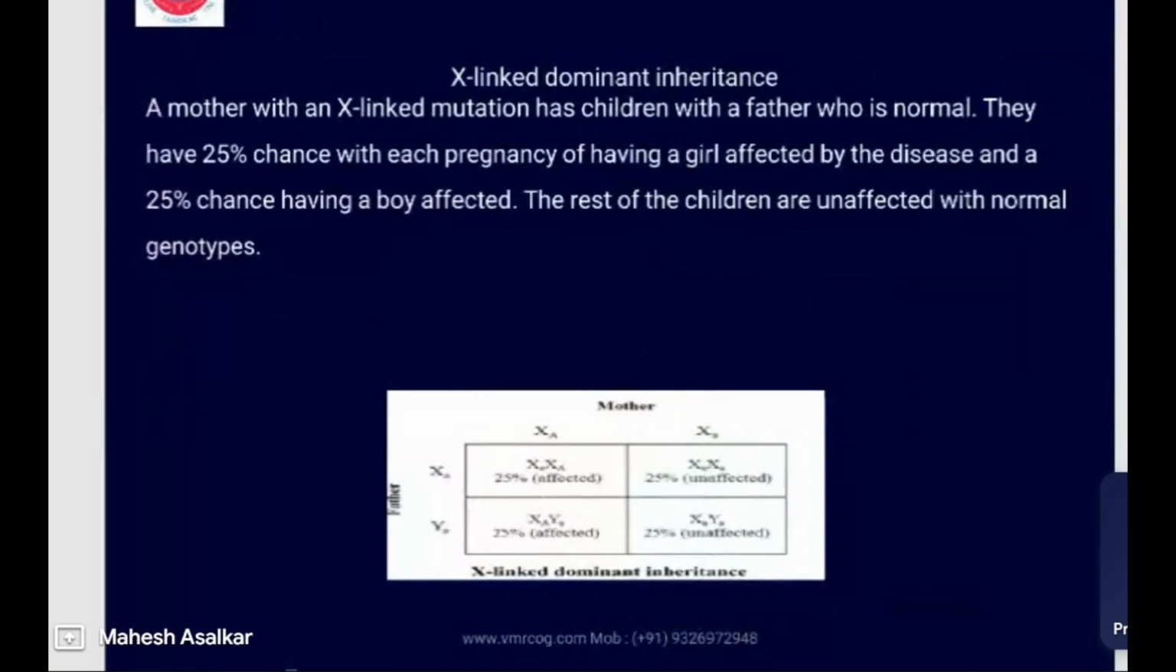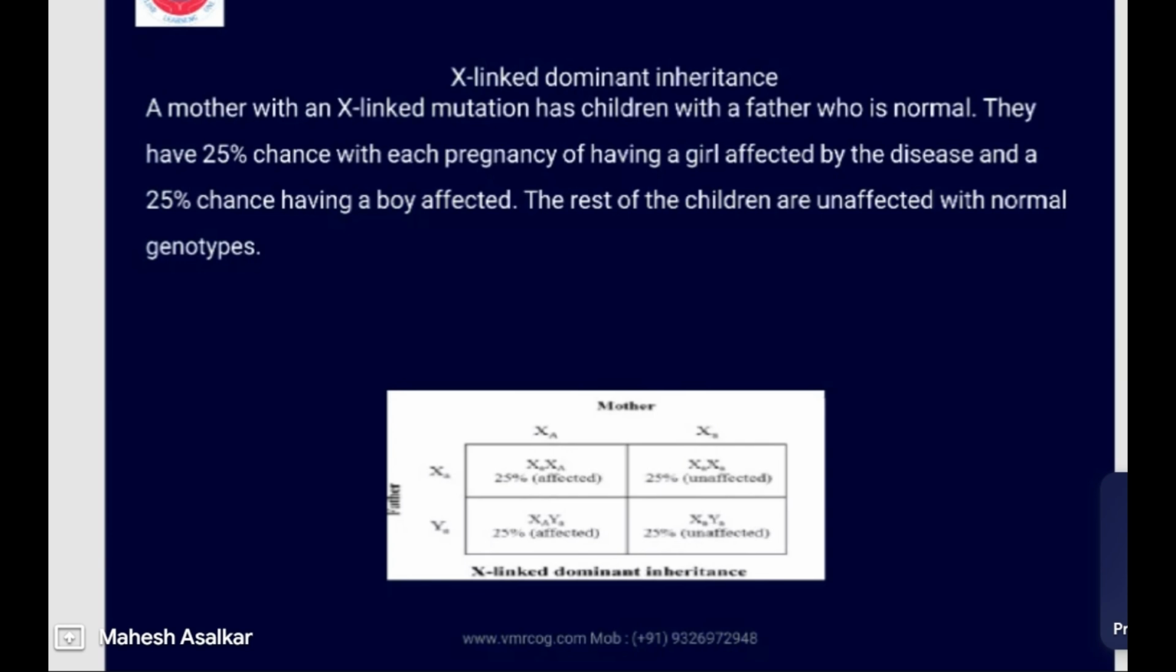This particular thing is important. Now, X-linked dominant inheritance. Here the scenario is a mother with an X-linked mutation has children with a father who is normal. It is X-linked dominant, so the mother is affected while the father is normal. We have charted on the top the mother's genotype, X capital A and X small a, and the father is normal, so X small a and Y.